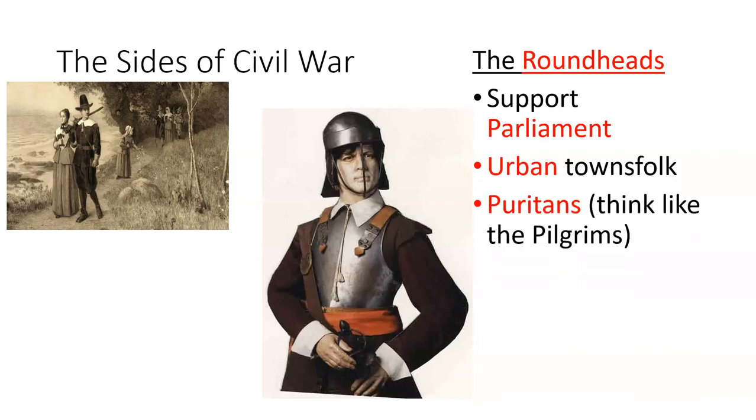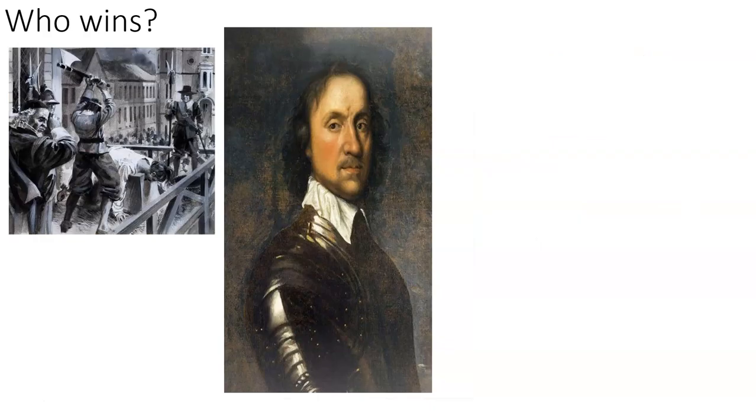They are the folks who say, we need to be Protestant, but we need to clean up the church quite a bit in order to do it. And we definitely don't want a Catholic king. That's not what we want. So there are your two sides of the Civil War. One who support the king, the other who support Parliament.